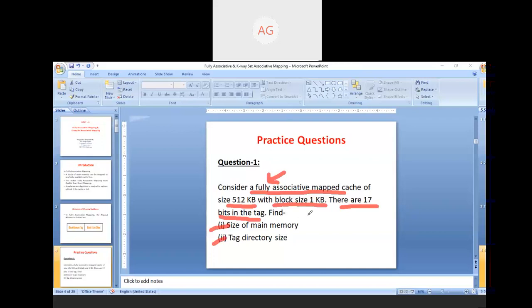Here three things are given to you: cache size, block size, and the number of bits in tag, and you need to find the size of main memory and tag directory size. So just write these things in your copy. Now we are going to solve this question in the next slide. So moving to the next slide.